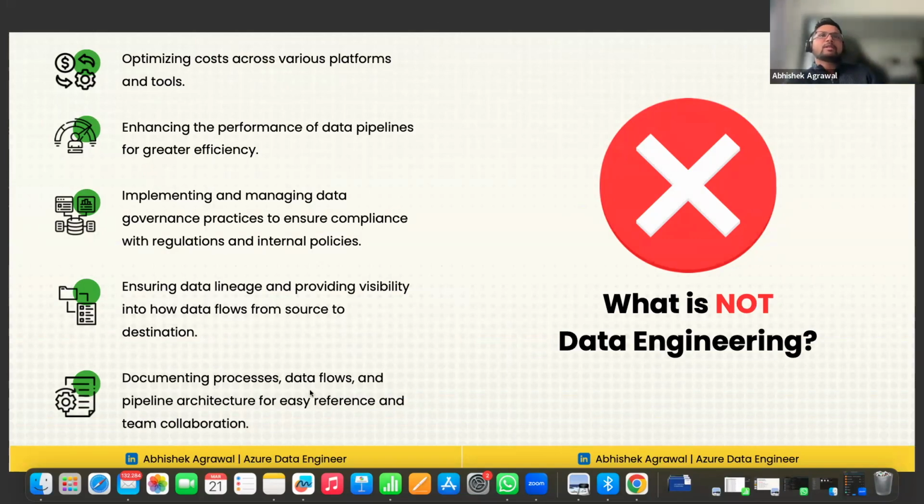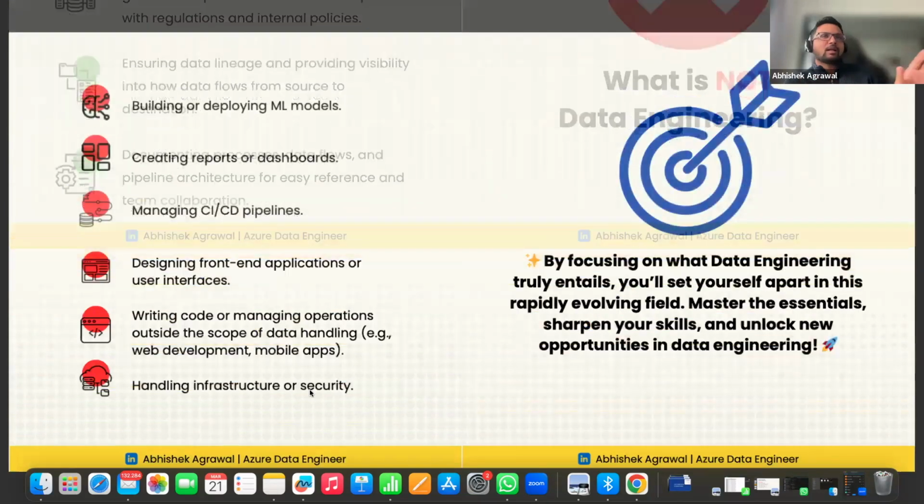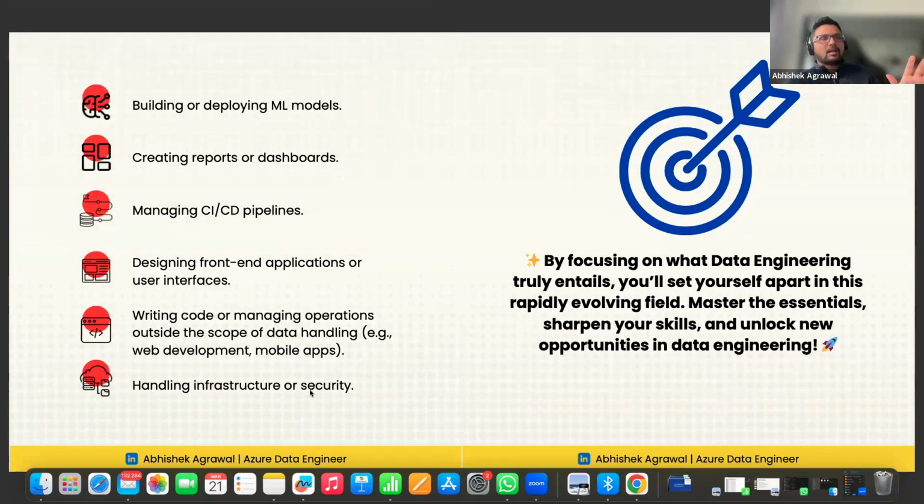We'll learn about all of this, but we'll not learn about ML deployment. We'll not learn about Power BI. Fabric is closely related to Power BI, so I will tell you a few basics about reports, but not in detail. In CI/CD pipeline, I'll tell you about Git practices, but not CI/CD pipeline making, right?